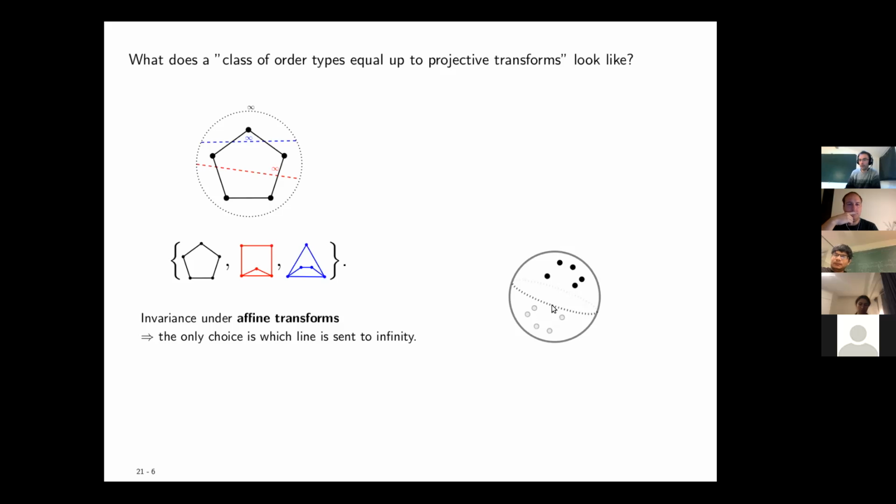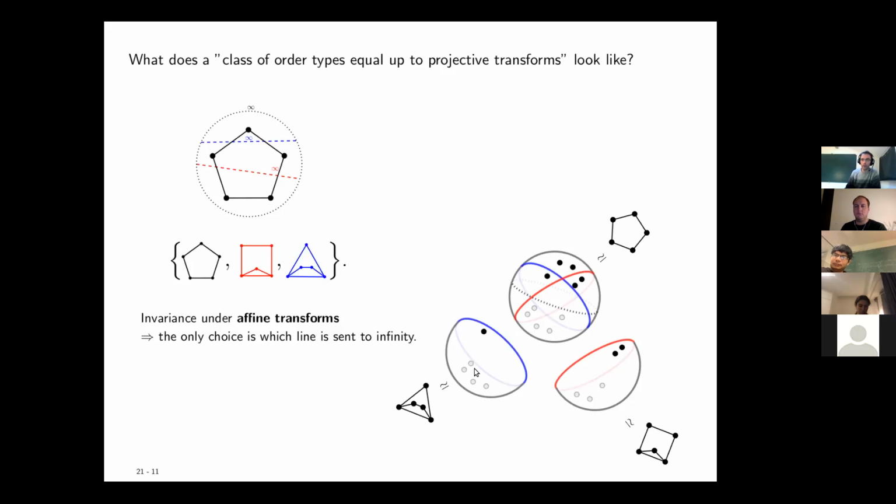Now, sending this line to infinity to get, say, the red line, is like saying that this is now my equator, and I'm looking at the points in a hemisphere. And what I obtain is a new order type, this one. I could also take this blue great circle and look at one of the hemispheres it gives me, and I will get this other order type. It doesn't matter which hemisphere I take. There's a central symmetry, so it will be just the same order type.